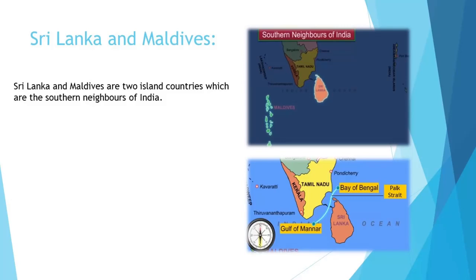If you look at the map closely, you will see that Sri Lanka is separated from India by a narrow channel of strait known as Palk Strait. This strait connects to the Bay of Bengal in the east and Gulf of Mannar in the south. Moving east from Sri Lanka, you come to the Maldives Islands, which are to the south of Lakshadweep Island. It is the smallest Asian country.